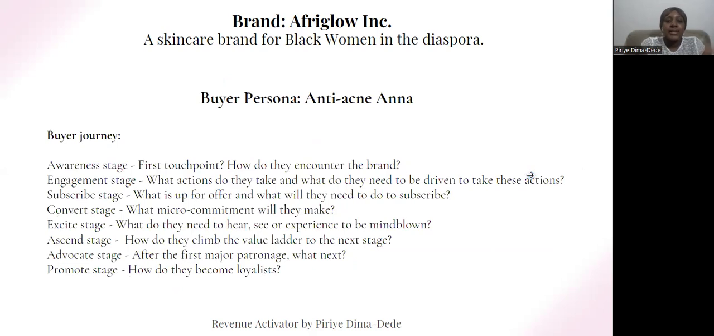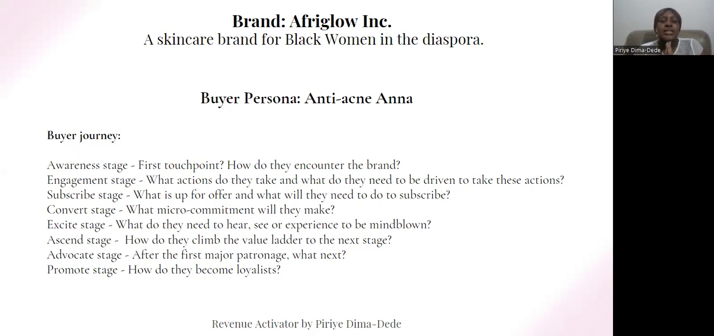Now we've looked at the buying behavior and traits of Anna. We can use all this information in so many different ways. But the first thing I want us to look at is her buyer journey. Given what we know about Anna, what would her buyer journey look like? How would she go from being a stranger to finding out about AfriGlow Inc., to becoming a customer, to becoming a loyalist? And I have some questions to help you break this down for your business.